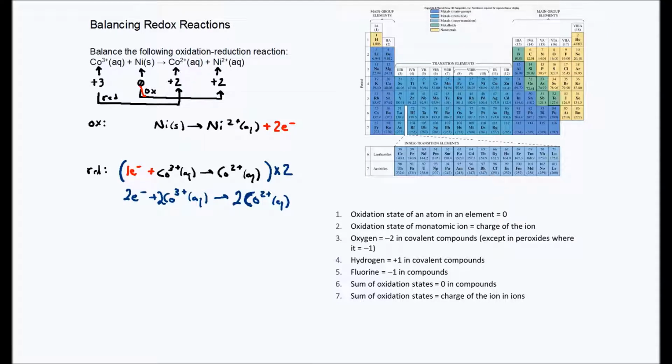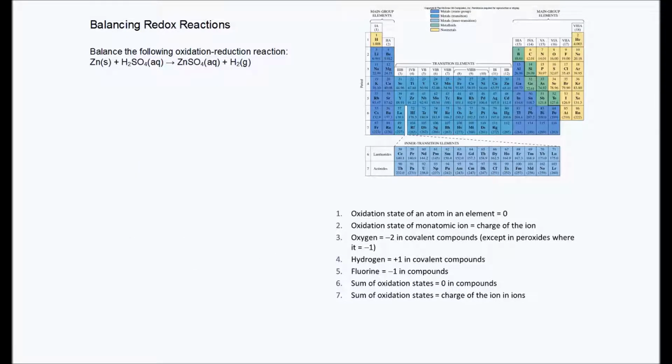Now I can add these things together, canceling out what appears on both sides. The 2 electrons cancel. I have 2 electrons on each side. And what I have left then is my balanced reaction: Ni solid plus 2 Co3+ aqueous forms Ni2+ aqueous plus 2 Co2+ aqueous. And there then is my balanced redox reaction for this reaction.